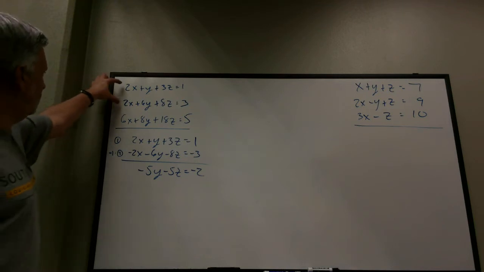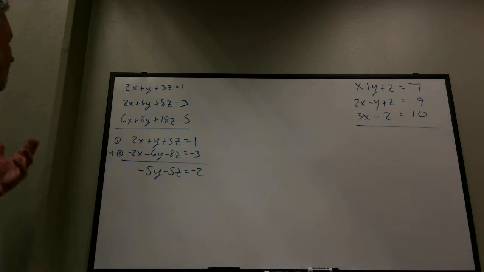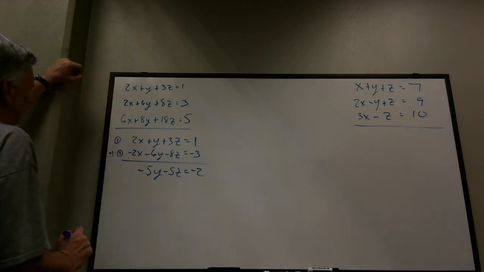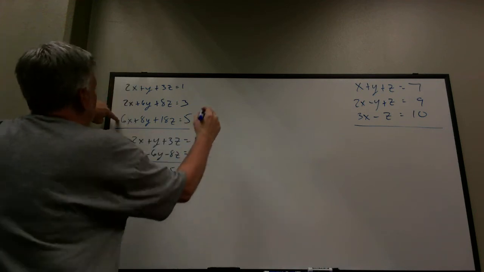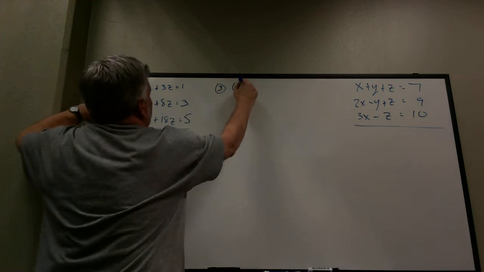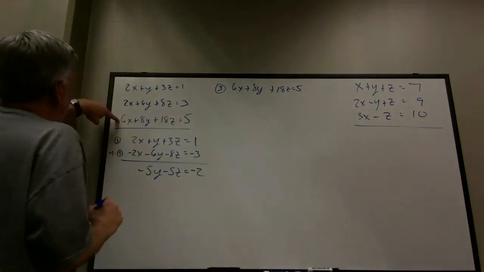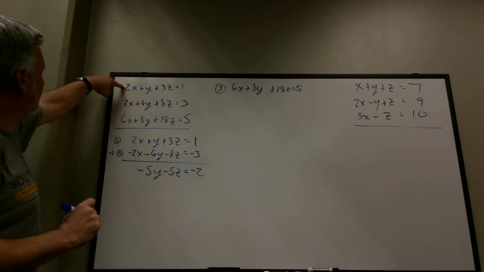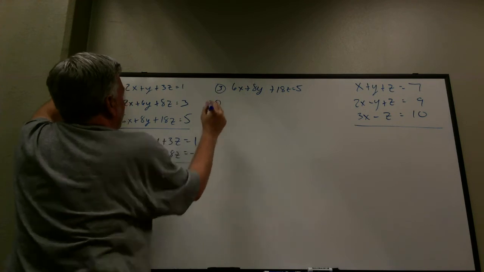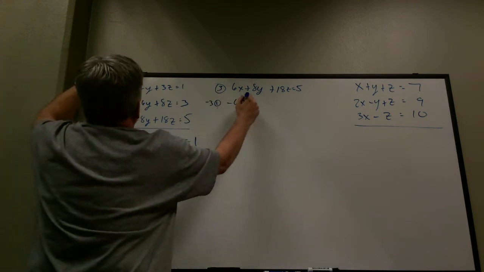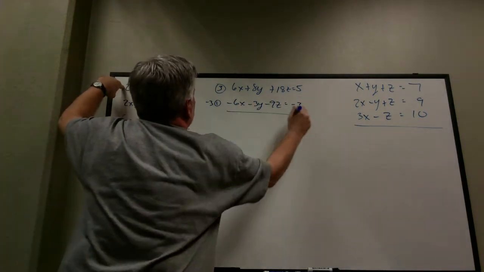Okay, now I used the first two equations to eliminate x. Now I need to use two others to eliminate x. I guess I'll use the first one and the third one. Okay, so I'm leaving this for now. So let me write the equation 3 down here. 6x plus 8y plus 18z is 5. And I'm going to multiply the first equation times -3 because I'm trying to get a -6 for x. So if I multiply the first equation times -3, I get -6x minus 3y minus 9z is -3.